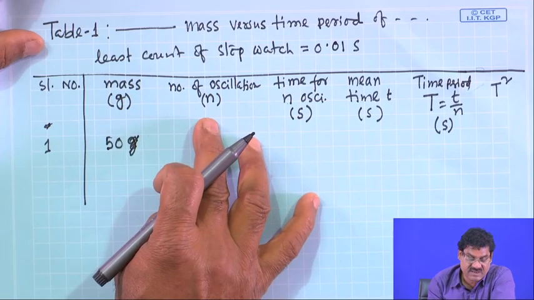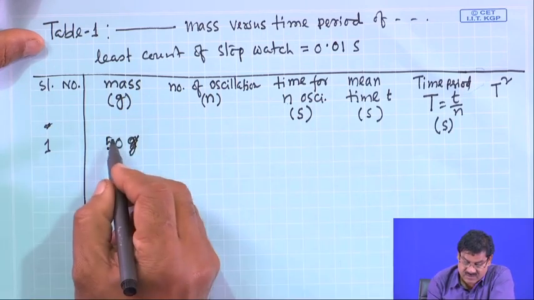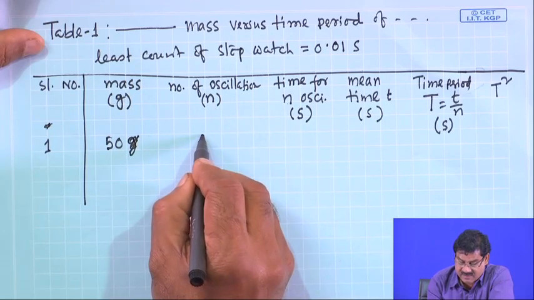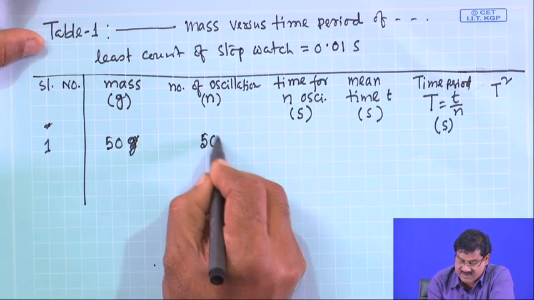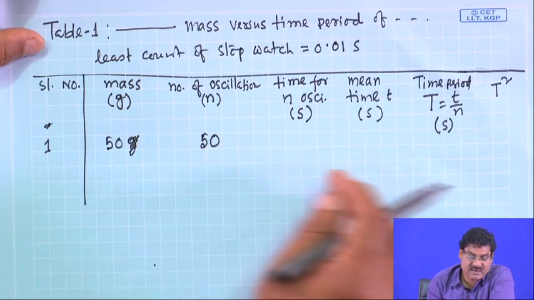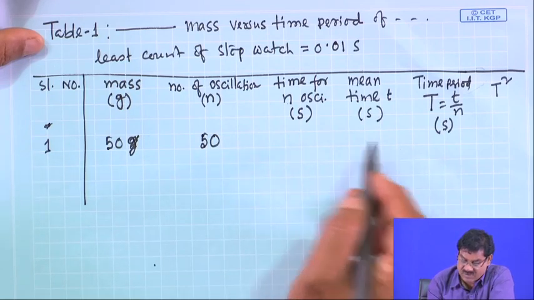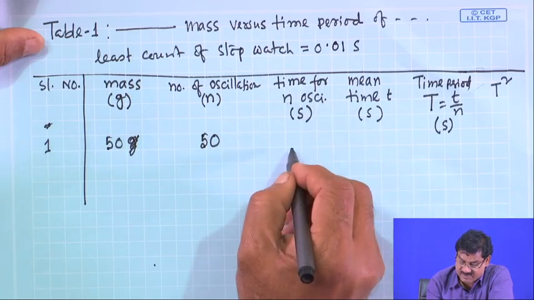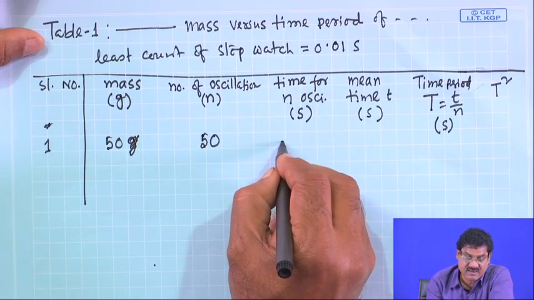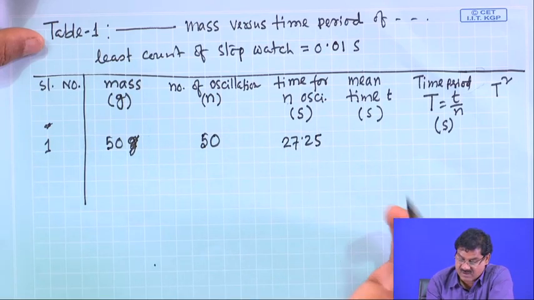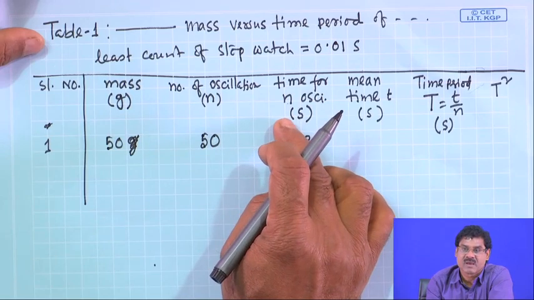So, number of oscillations, mass 50 gram. If you take in our system 50 oscillations, the time for these 50 oscillations was 27.25 seconds, okay.